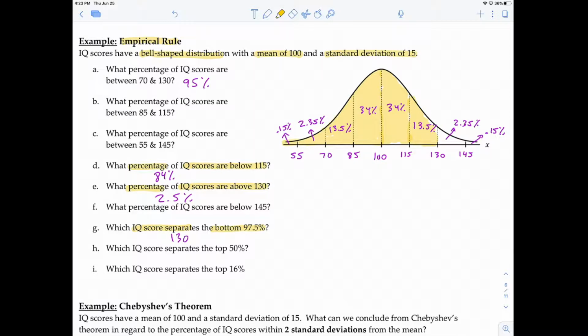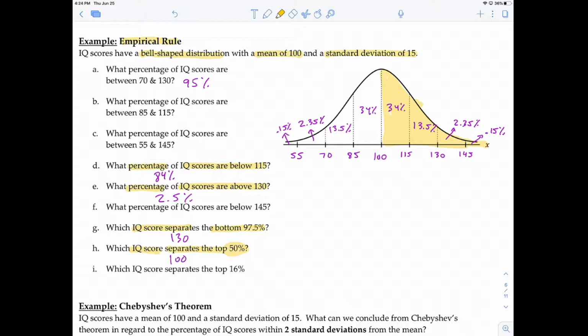And let's take a look at question H. Question H says, which IQ score separates the top 50%? So in this case, we're looking at the top, right? The top are these guys on the right. And we're just going to start adding until we get to 50%. And this one's not hard. We know that in the middle, that's where it separates the bottom 50% from the top 50%. So the answer there would just be 100.